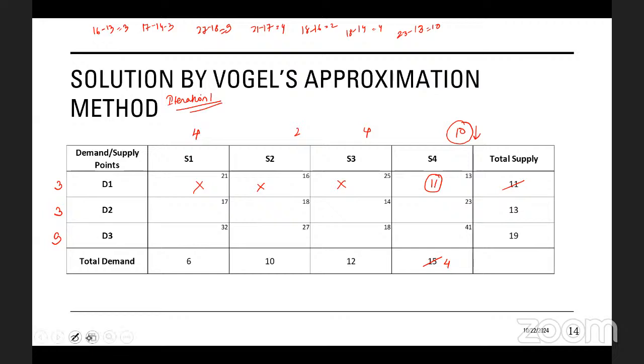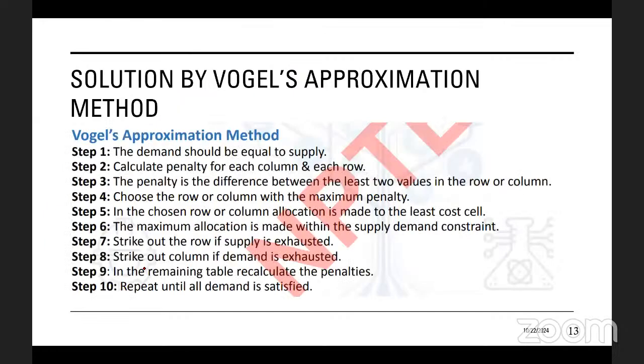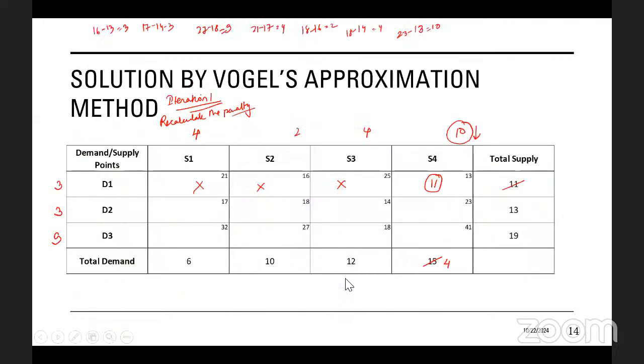We have to recalculate the penalty with the remaining cells. As it's written here, strike out the column, and in the remaining table, recalculate the penalties. So we'll strike these penalties out because now these are not needed. This will now be my iteration. Now what are the penalties? Let me just check.